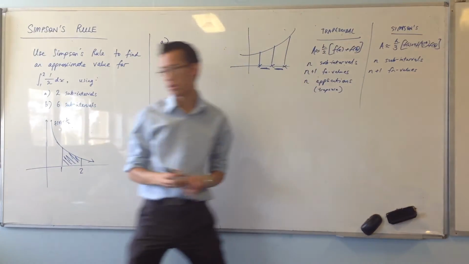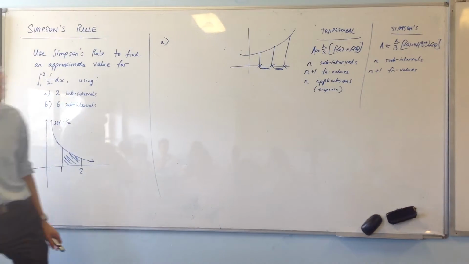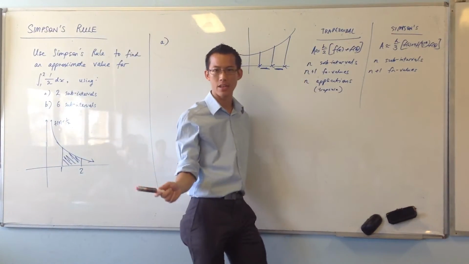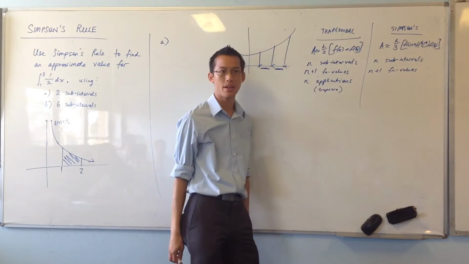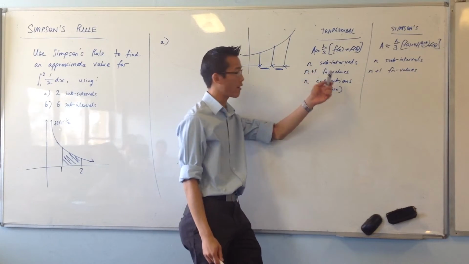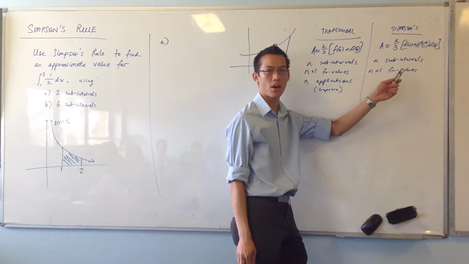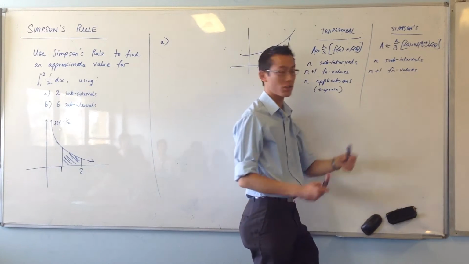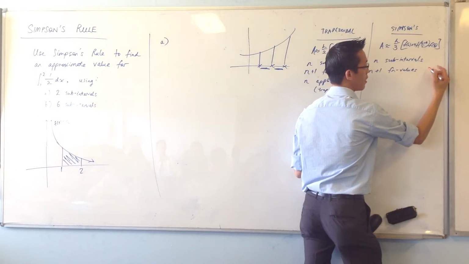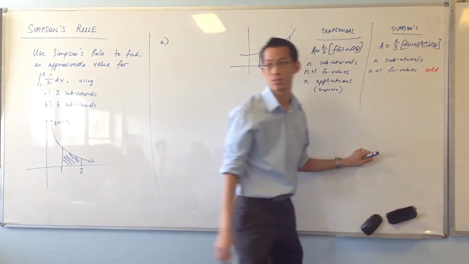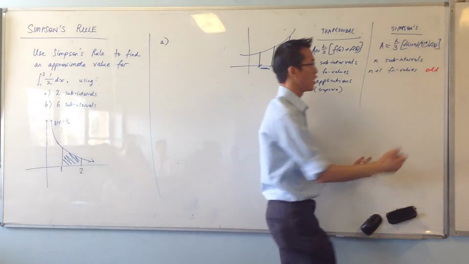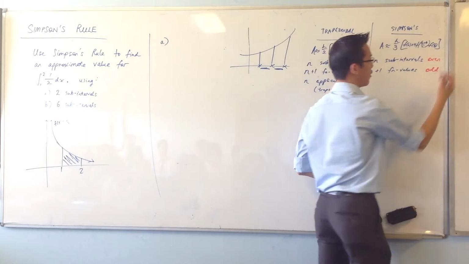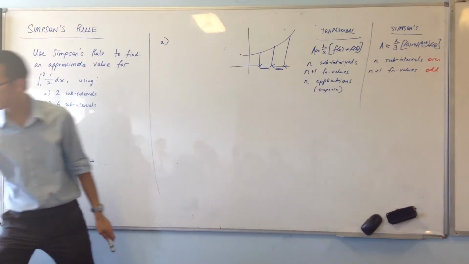But the important thing to notice here is that as opposed to trapezoidal rule, I mentioned this at the end of yesterday, right? You can pick however many subintervals you like. You can't just pick any number of subintervals for Simpson's rule. You can't just pick any number of function values. You need to have an odd number of function values to make Simpson's rule work, which implies you need to have an even number of subintervals to make that work, okay?